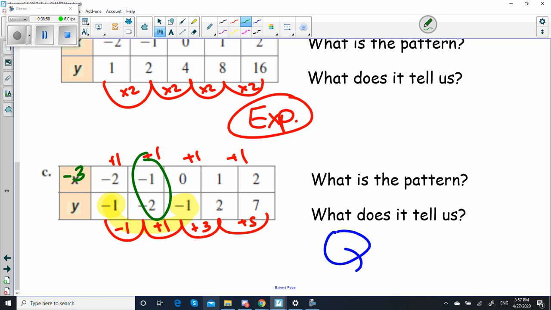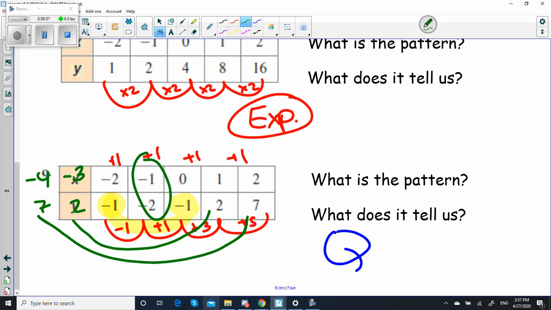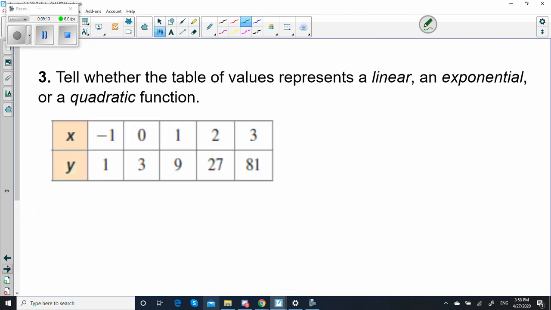And then if we went back some more, we could figure out what the other ones are. So negative 3 would be 2's partner, and negative 4 would have a 7 partner, because these two would match and these two would match. So we could go back further and figure that out if we wanted, but we certainly don't have to.